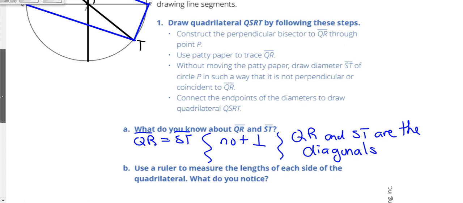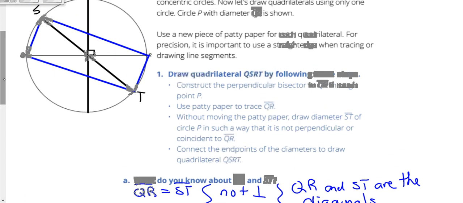Okay. All right, now again, they ask us to measure the sides, so go ahead and take your ruler and measure the sides, QS, SR, RT, and QT.